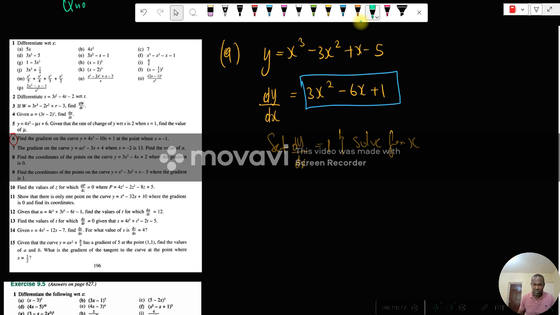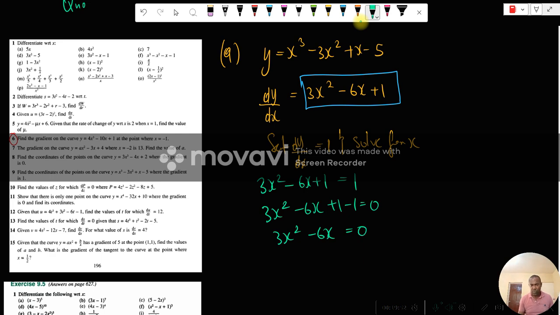So basically what we have is this: 3x squared minus 6x plus 1 is equal to 1. Those two ones will cancel. So we can basically say that 3x squared minus 6x plus 1 minus 1 equals 0. So we have 3x squared minus 6x is equal to 0.